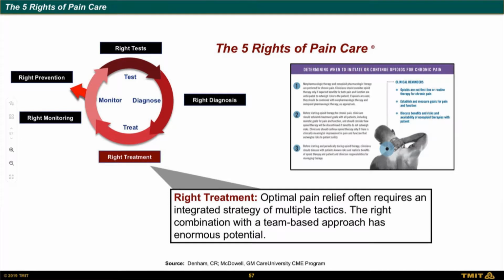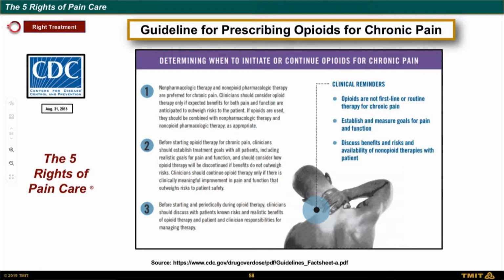If we move to the slide that describes the guidelines for prescribing opioids for chronic pain, the CDC came out with strategies and a document several years ago. This was primarily to help primary care physicians decide when to initiate or continue opioids for chronic pain. They commented that opioids should not be the first line for chronic pain. And again, I think that in the past, people have defaulted to this because it tends to be easy and this tends to be what patients want. But the CDC came up with guidelines to help primary care physicians.